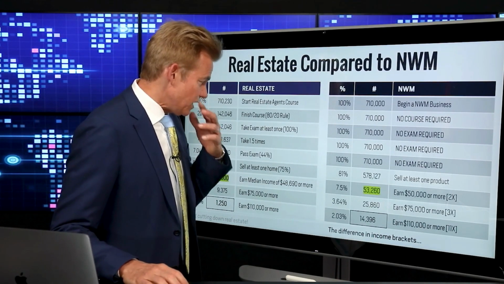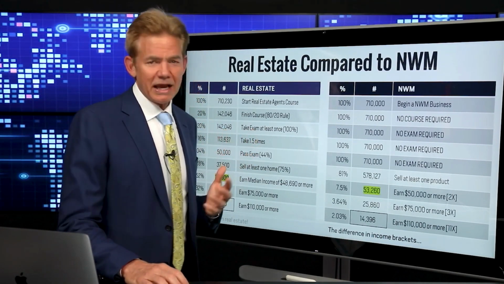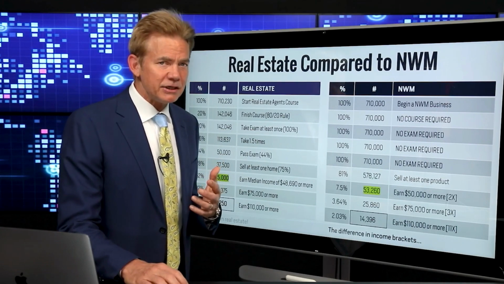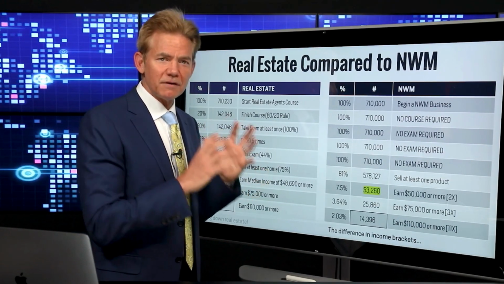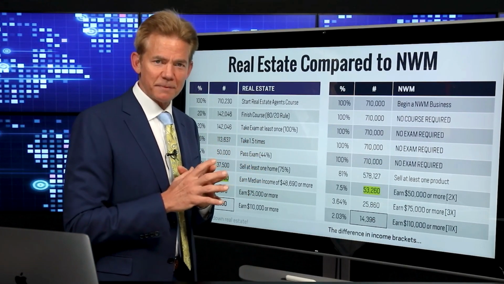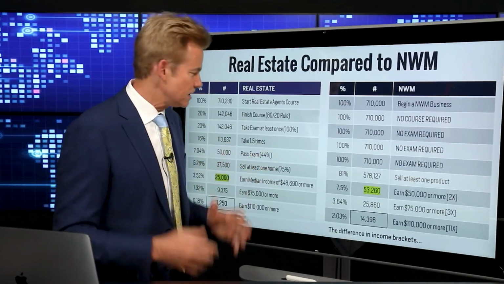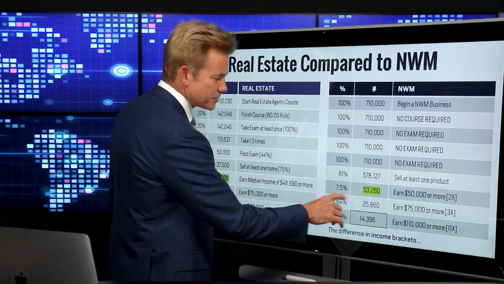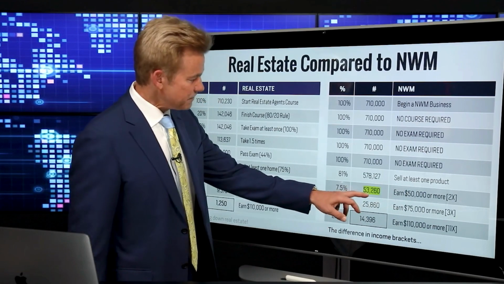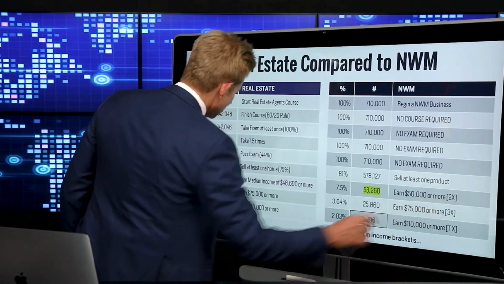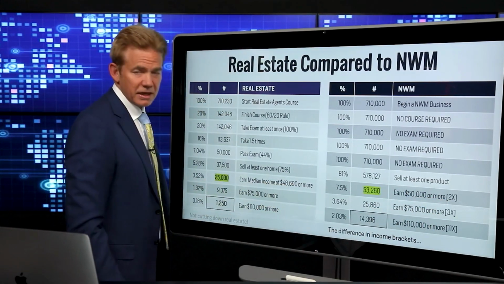That means that a whole lot didn't. 200,000 didn't. What didn't they do? They didn't move enough leads across the pipeline. That's what it was. 7.5% earned the median income, 53,000. That's 2 times more than what real estate produced.